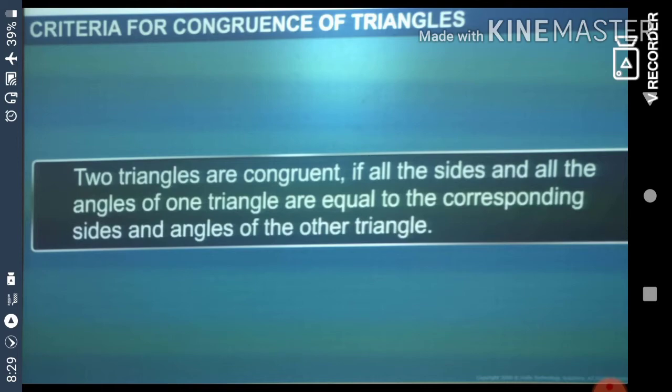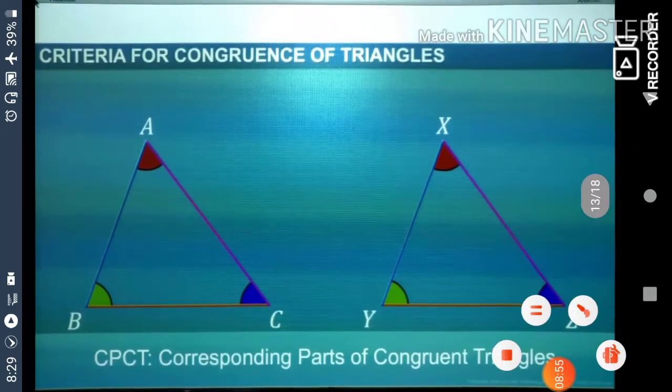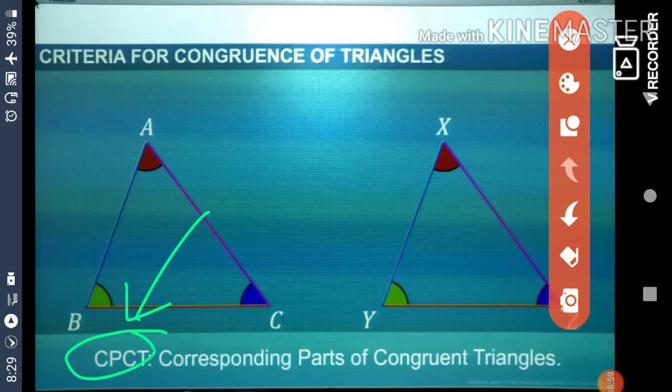I hope it is clear to you now. Now let's learn about some more terms, like here comes CPCT. Just pay attention here. What does it mean? This term you're going to use in your exercises when you solve the questions. Then definitely you are going to use this term. So what does it mean? It means corresponding parts of congruent triangles.